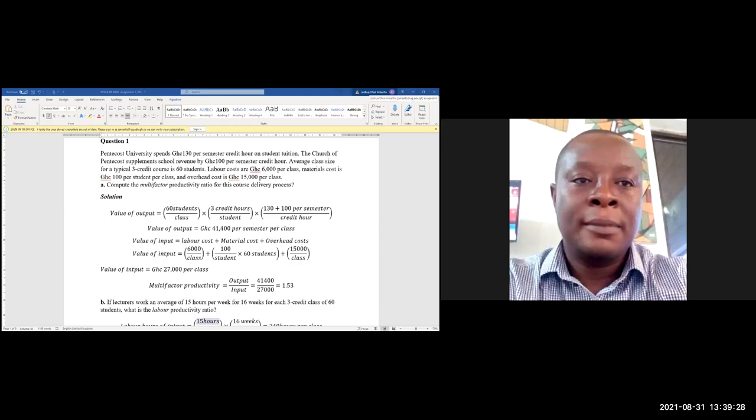You can go straight like I've done, because at the end of the day, you are going to get the same thing. The quickest way would be adding the 130 to the 100, and you multiply by the number of students and the credit hours that you have per semester. That will give you the value of the output, which is 41,400 per semester per class. Is that okay? Hello? Yes, sir. Any questions so far?